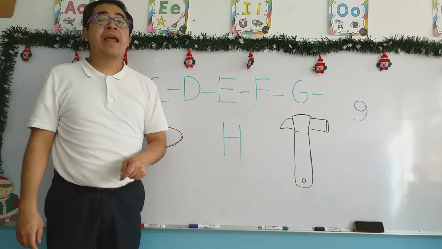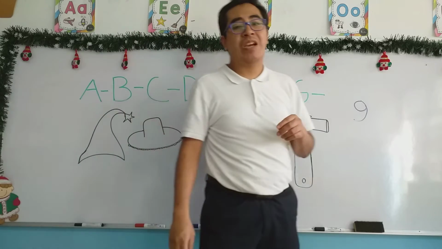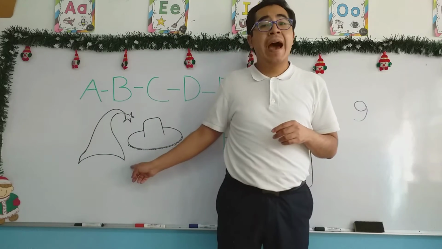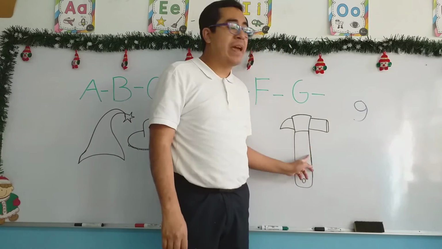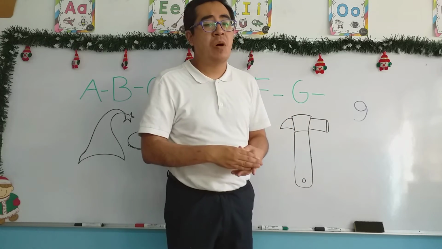Very good. Now, for capital H, once again, we have two objects. We have the hat and the hammer. Let's talk about characteristics about these two objects.